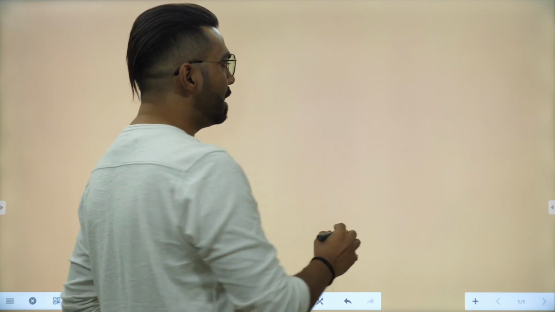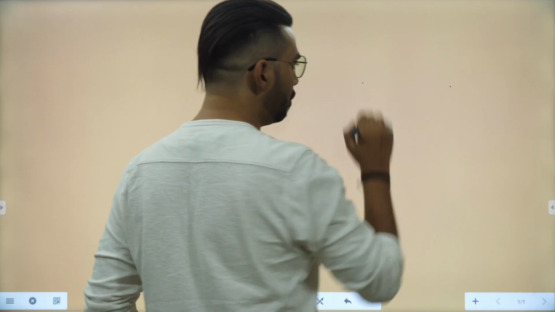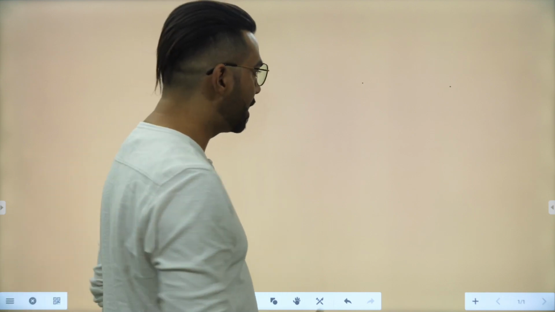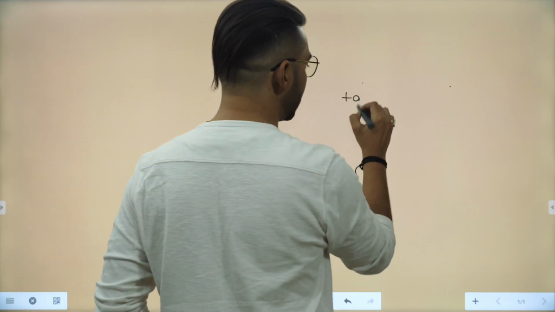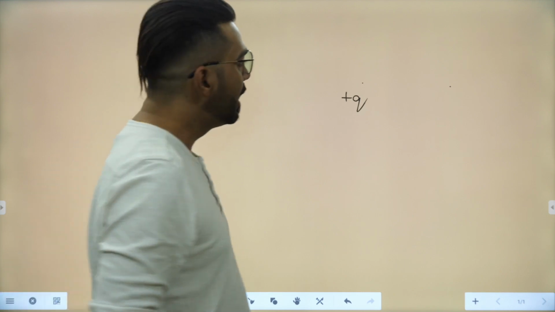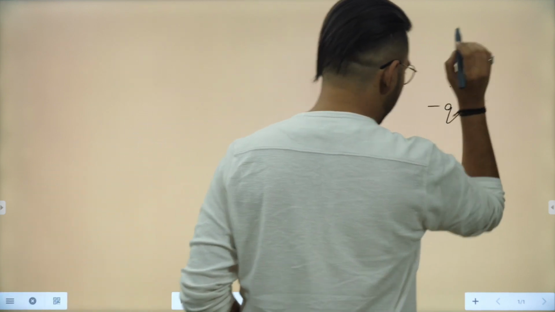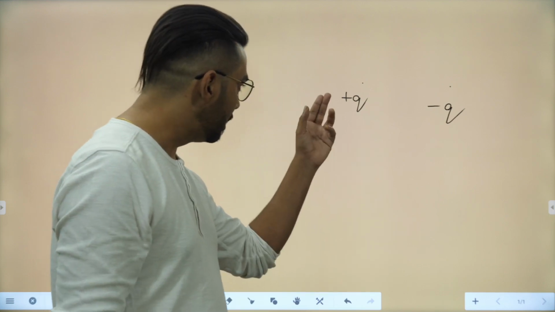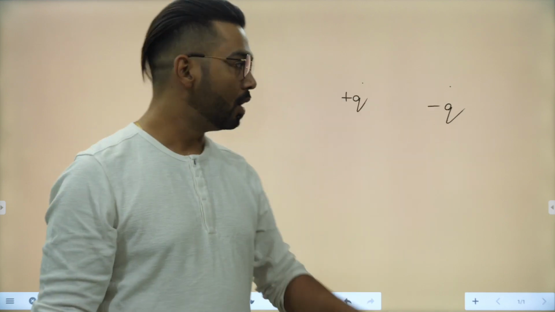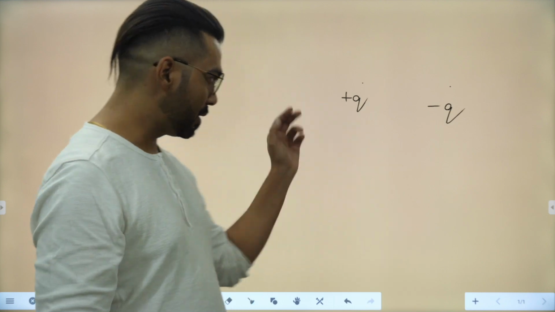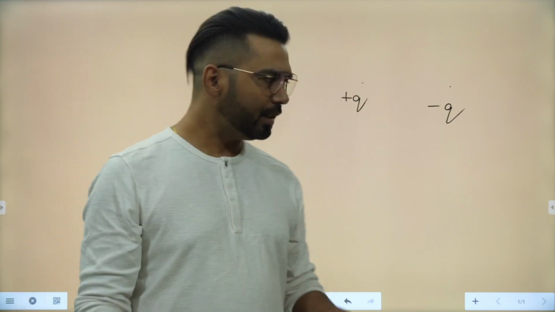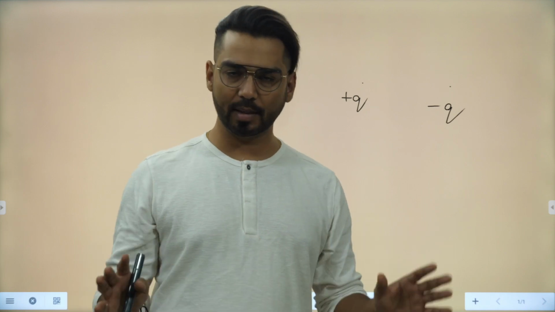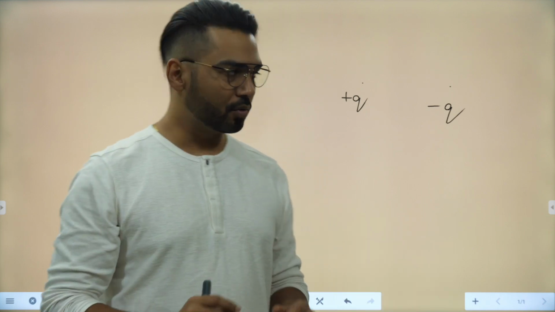is. So imagine that there are two points, and on those two points there are two charges. One is a plus q charge, and one is a negative q charge. You can notice certain things: these two charges are opposite in nature. One is positive, one is negative, and these two charges also have the same magnitude. This is the first observation that you should make.